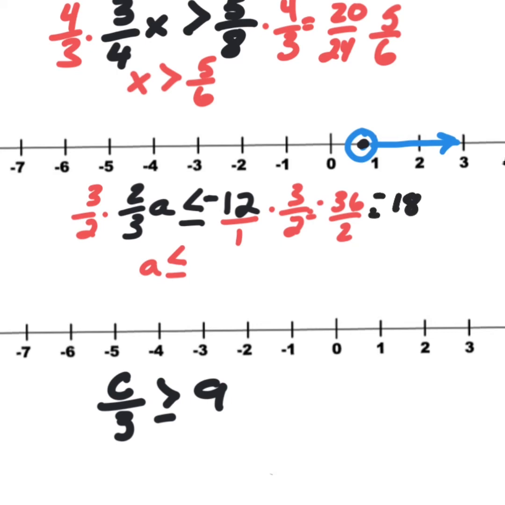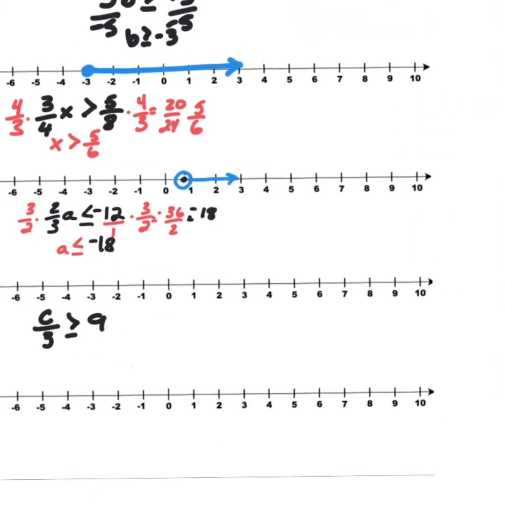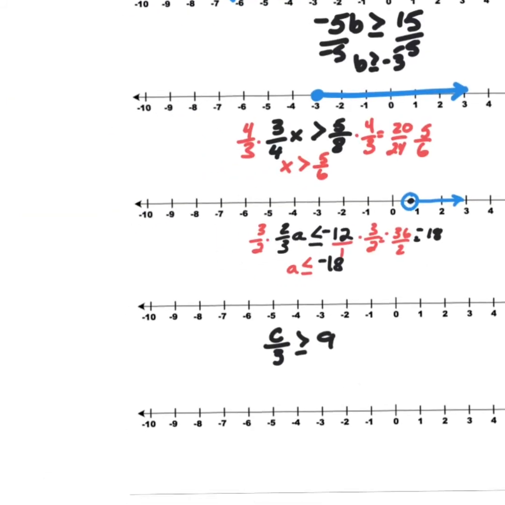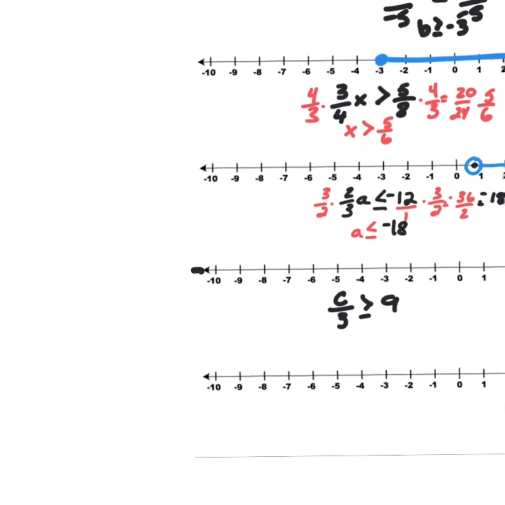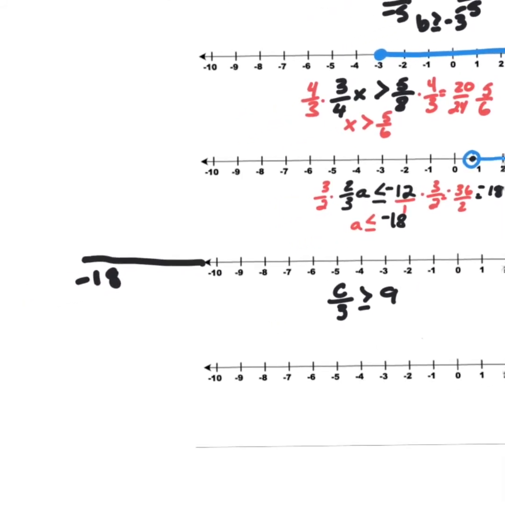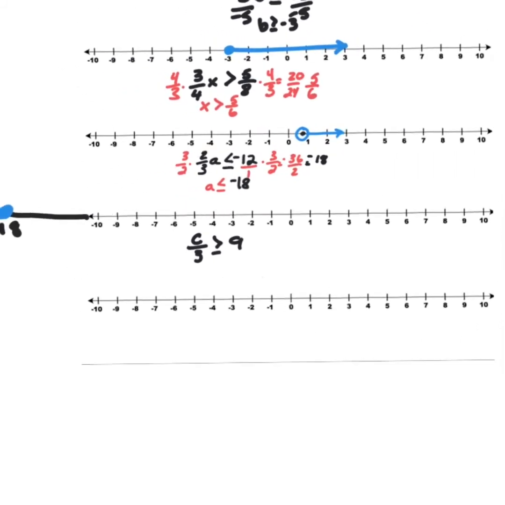Negative 18, or negative 18 over 1. So I get x is less than or equal to negative 18. Now, the problem arises because I only go to 10, so I have to go way out to negative 18. It's going to be less than or equal to negative 18, so a solid dot there, and it's going to be less than that. Didn't pick that very well.